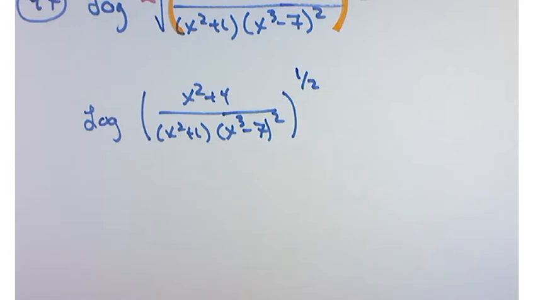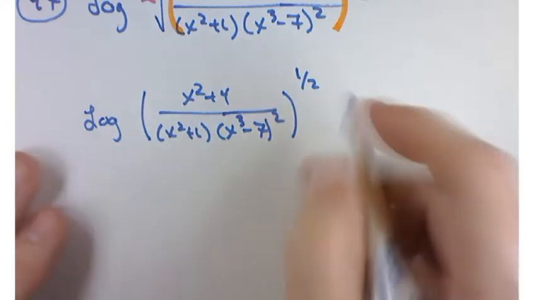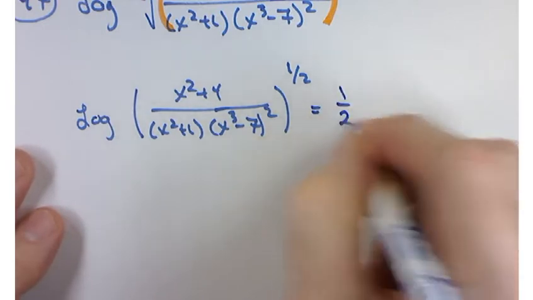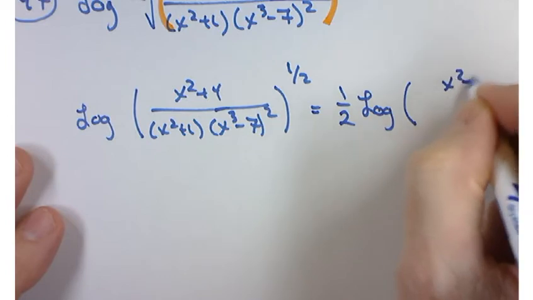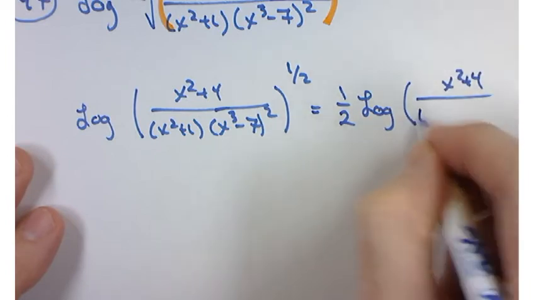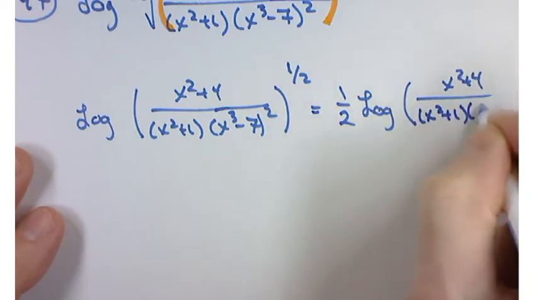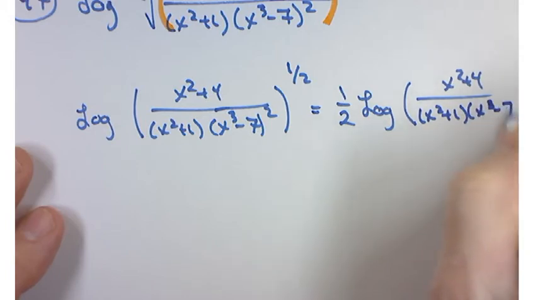Now what? All right, our power rule, right? The parachute rule. That 1/2 comes out in front. 1/2 log of x squared plus 4 over x squared plus 1 times x cubed minus 7 squared. Good.